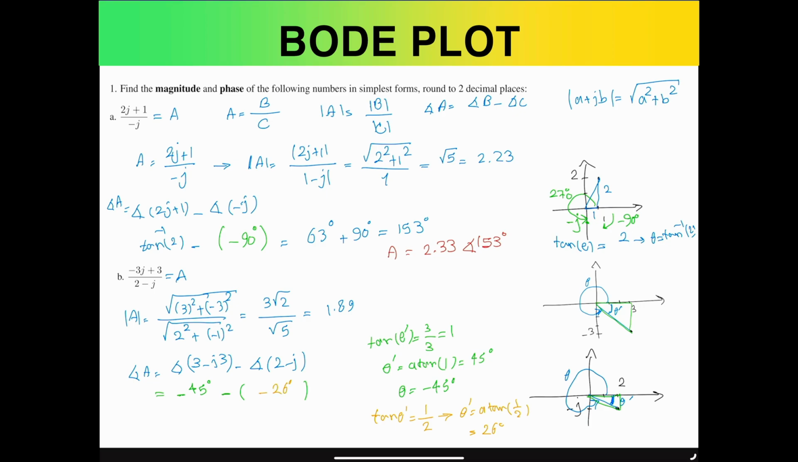And with this color code, you would clearly see that this angle is going to be representing the numerator, and this angle is going to be the denominator. So simply, we can then sum them up as follows: minus 45 minus 26 degrees, it'll be plus 26 degrees, and that would take us to 19 degrees with a negative sign. So essentially, this whole value of a in this second case is going to be, with respect to its magnitude, 1.89, and the phase of it is going to be minus 19 degrees.